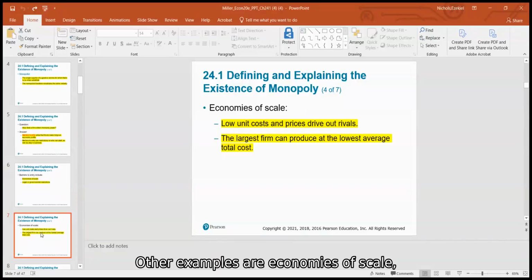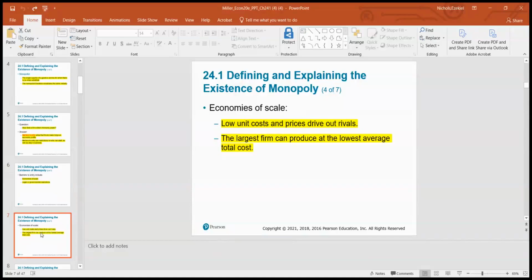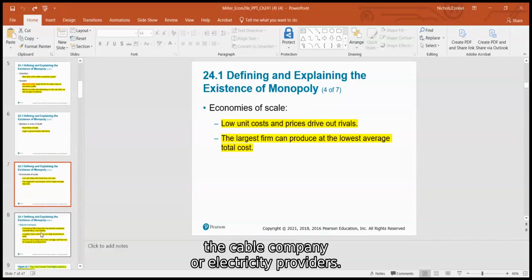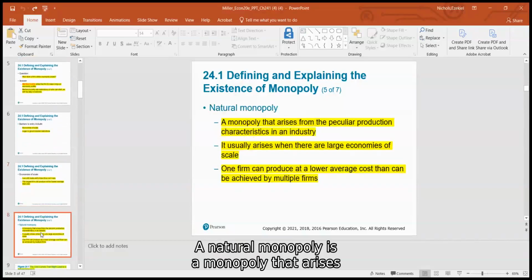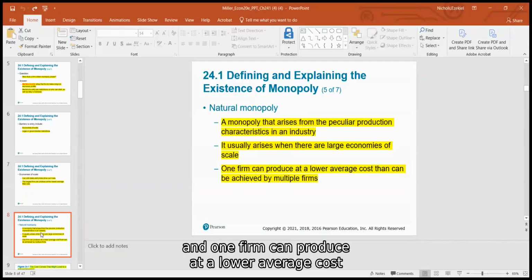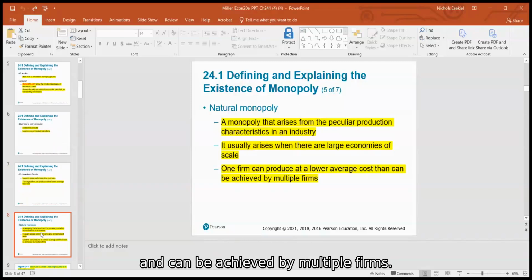Other examples are economies of scale, low unit cost, and prices drive out rivals. The largest firm can produce at the lowest average total cost. Examples where there are natural monopolies or natural economies of scale would be municipal water supplies, the cable company, or electricity providers. A natural monopoly is a monopoly that arises from the peculiar production characteristics in an industry. It usually arises when there are large economies of scale, and one firm can produce at a lower average cost than can be achieved by multiple firms.